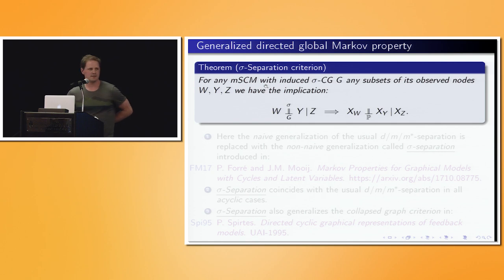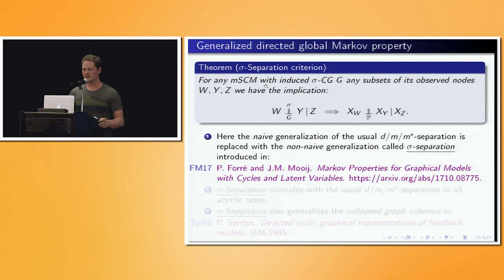Then if we have this, we can really prove that for any modular structural causal model, if we have subsets of the nodes, meaning subsets of the variables, and in the graph they are sigma separated, which I will explain in a moment, then the variables are also conditionally independent. So if you have conditional dependence in the data, then you know the graph also needs to have this conditional dependence encoded in sigma separation in the graph. The naive generalization of d-separation, as you know it from machine learning one or two, is now replaced with sigma separation.